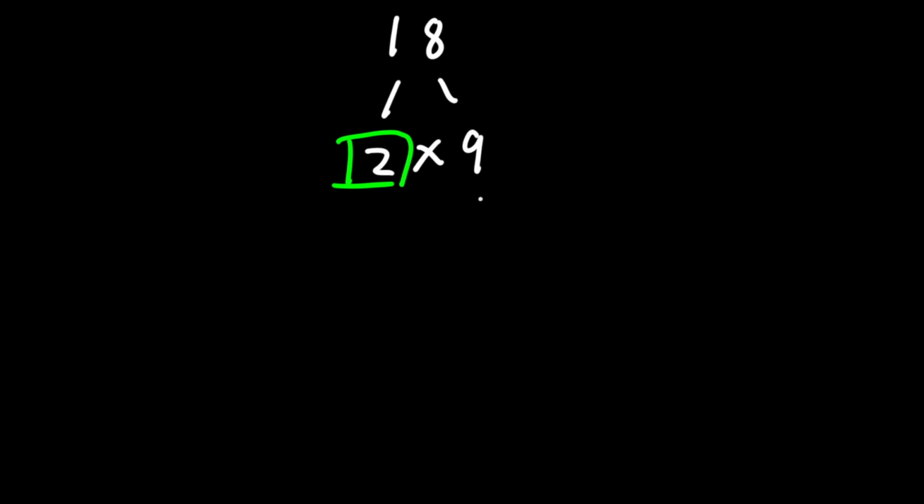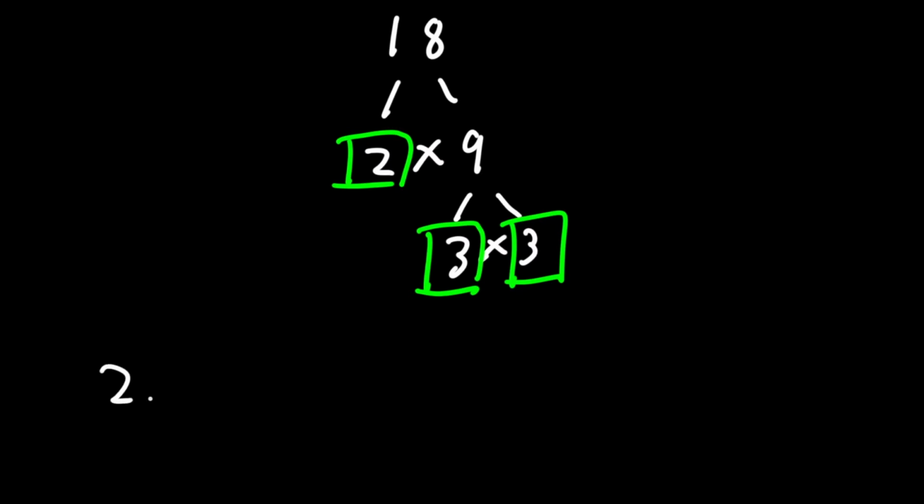Now what about 9? Is 9 a prime number? 1 times 9 is a factor pair of 9, but so is 3 times 3. So that means there's more than 1 factor pair for 9, and 9 is not a prime number. Now we need to consider 3 and 3. Is 3 a prime number? 3 only has 1 factor pair, 1 times 3, so that means 3 is a prime number, which means 3 is a prime factor. Since we know this 3 is a prime factor, that means this 3 also has to be a prime factor. So our prime factors are 2, 3, and 3.